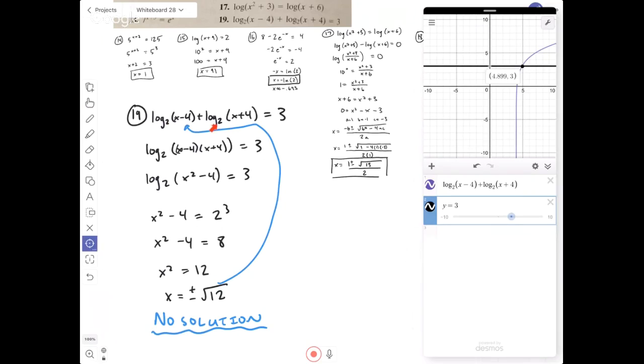x minus 4, x plus 4. The sum of the logs, minus 4x plus 4. It's 4 times 4 is 16. There's the problem. 16.